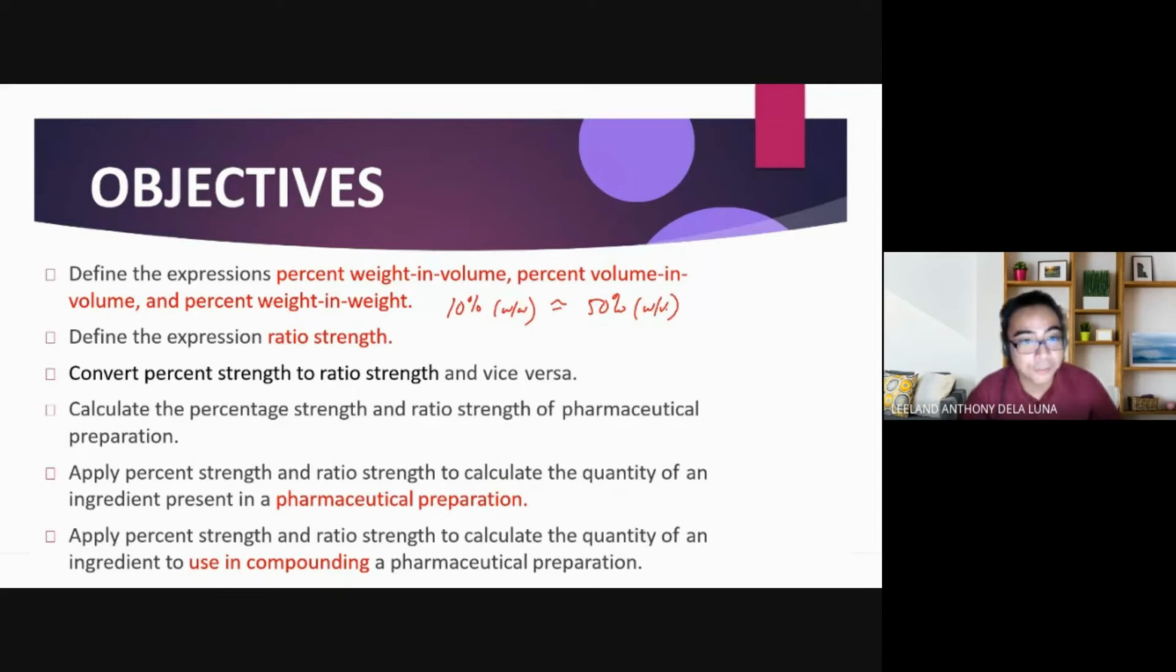And the next is to define the expressions as ratio strength. Be able to convert percent strength to ratio strength and vice versa. This is easy. Then calculate the percentage strength and ratio strength of pharmaceutical preparations. Apply percent strength and ratio strength to calculate the quantity of an ingredient present in a pharmaceutical preparation, and to apply strength and ratio strength to calculate the quantity of an ingredient to use in compounding a pharmaceutical preparation.